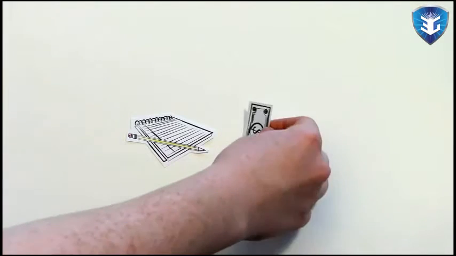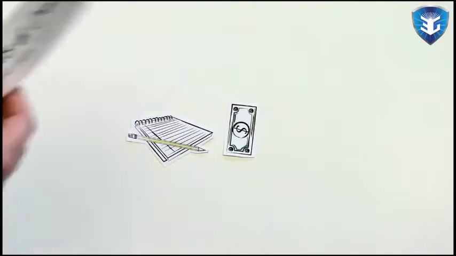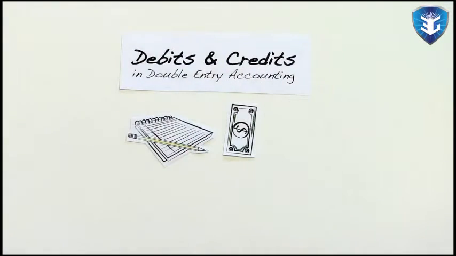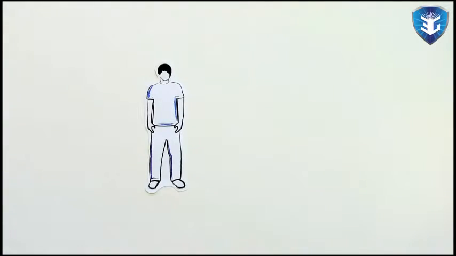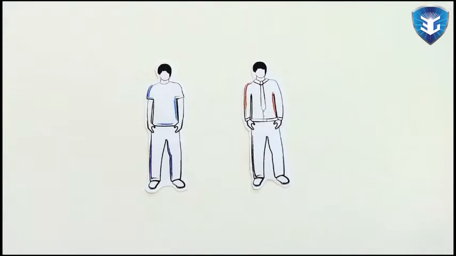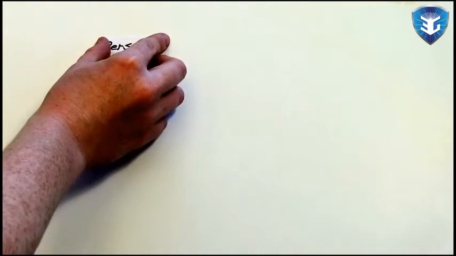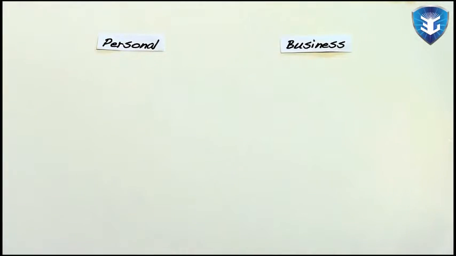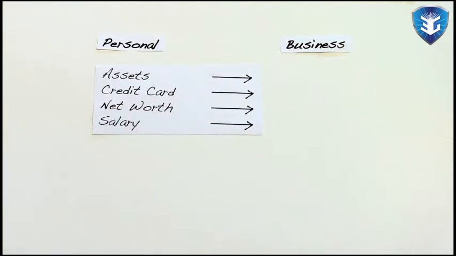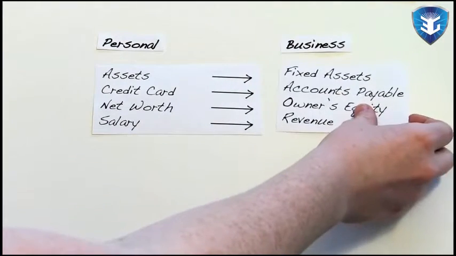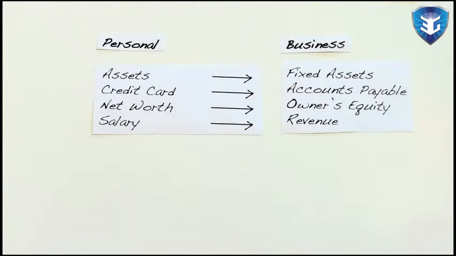In this video, we are going to look at recording financial transactions using debits and credits in double entry accounting. Whether dealing with personal or business financial transactions, the same concepts apply for both, just some of the terminology varies. Let's have a look at some personal terms translated into business terms. Assets are referred to as fixed assets. Credit card is equivalent to accounts payable, which is any short-term payments to be made in the next 30, 60, or 90 days. Net worth becomes owner's equity, and salary becomes revenue, which is sales and services.